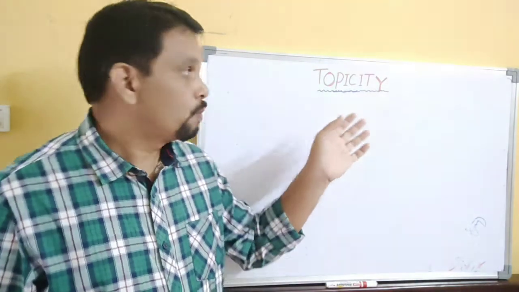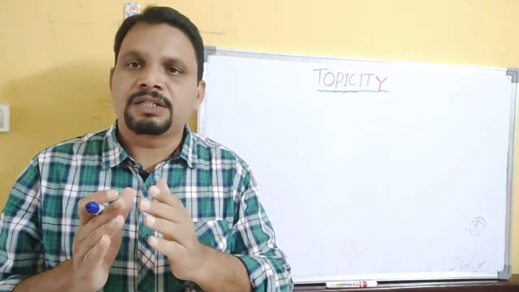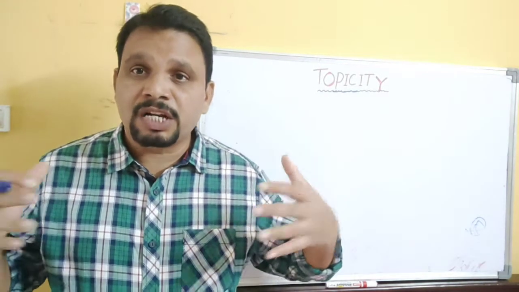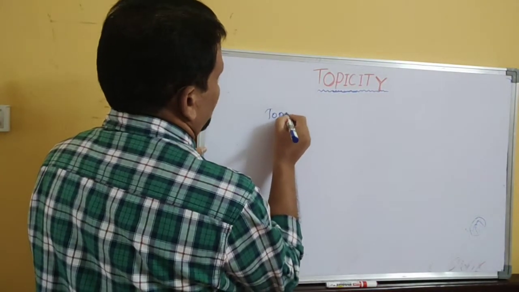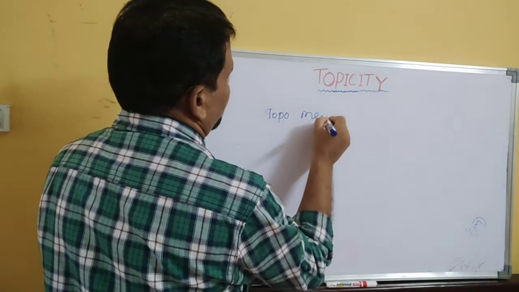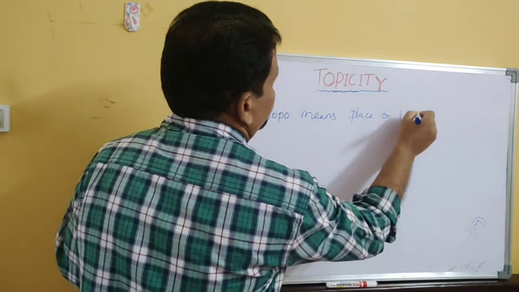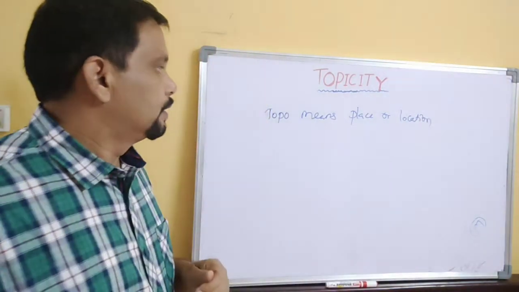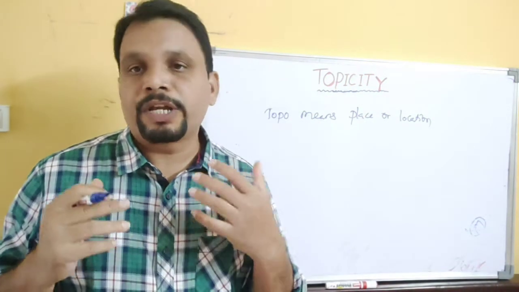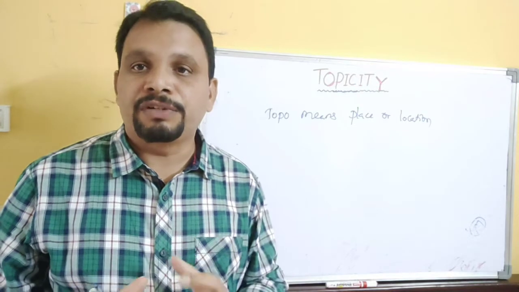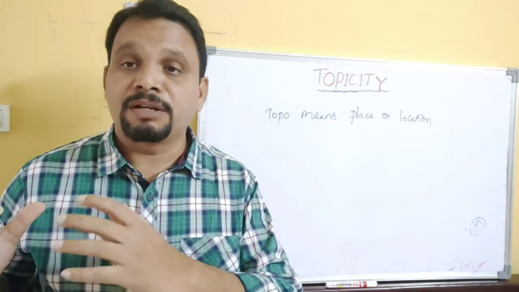Topicity means the place or location of the different atoms or groups attached in a molecule. Topo is a Greek word which means place or location. So topicity means the study of the stereochemical relationship between atoms or groups which are attached in a molecule.